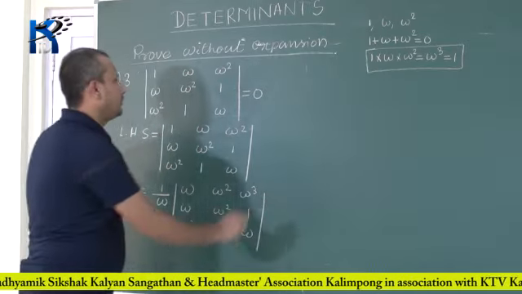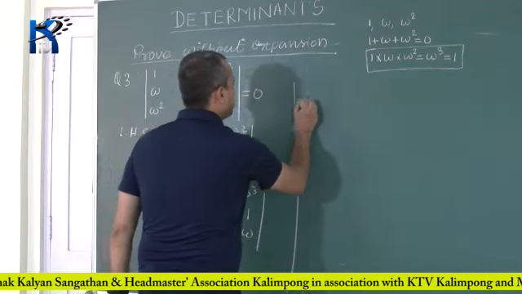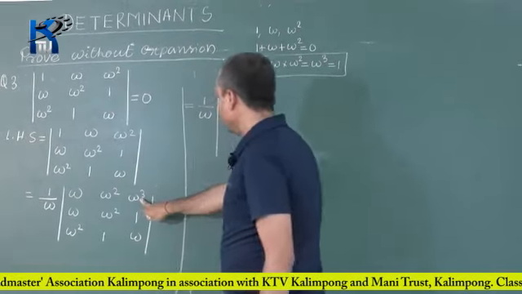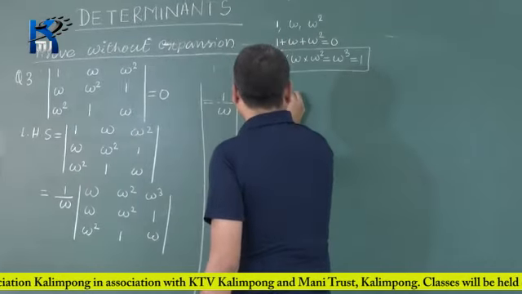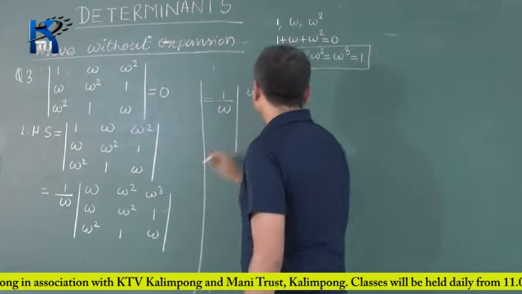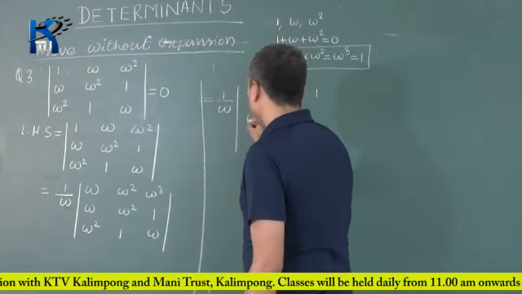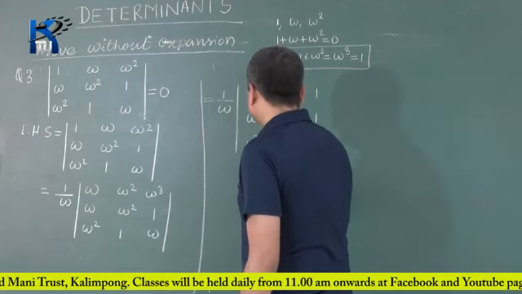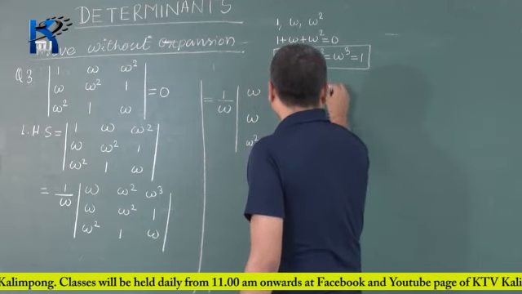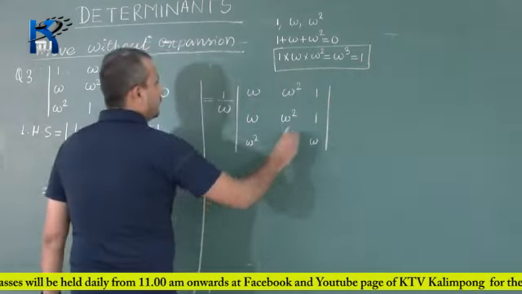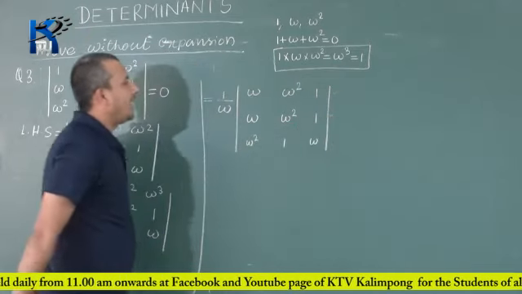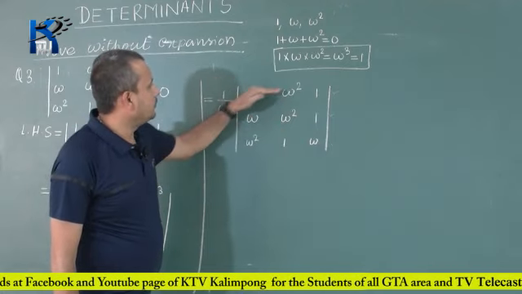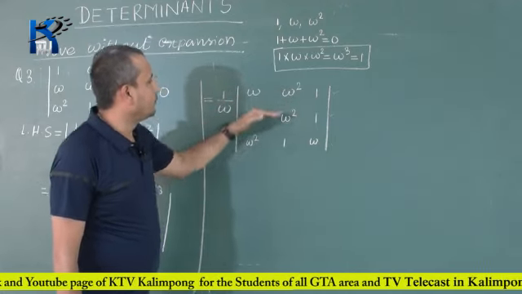Now I'll substitute the value of omega cube over here: 1 over omega, then omega cube is 1. So omega square, and omega cube is 1. Now this will be omega square 1, omega square 1 omega. Now over here, these two rows R1 and R2 are identical: omega square 1, omega square 1. The row 1 and row 2 are identical.